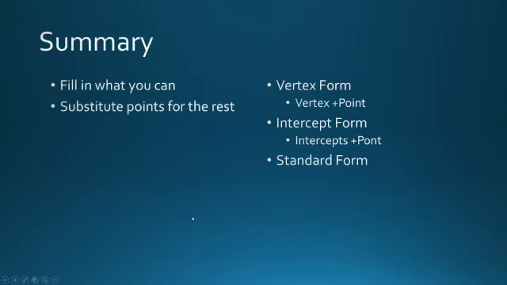Going back to remember everything we've done, fill in stuff you can, so pick the form that lets you fill in the most stuff, but you're going to have to substitute for the rest of the points. Vertex form is for when you're given a vertex, you need at least 1 additional point. Intercept form, you need both intercepts and 1 additional point. And then standard form is the last resort. I recommend if you're going to use standard form that you go right to the matrices.